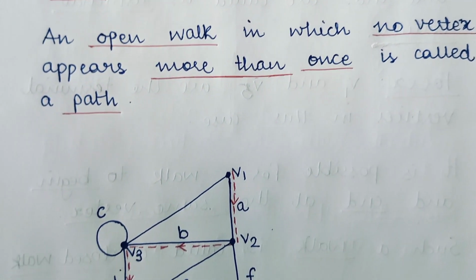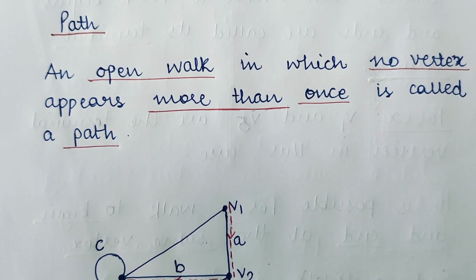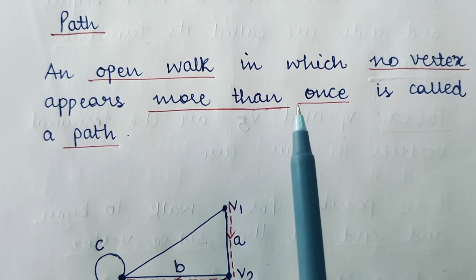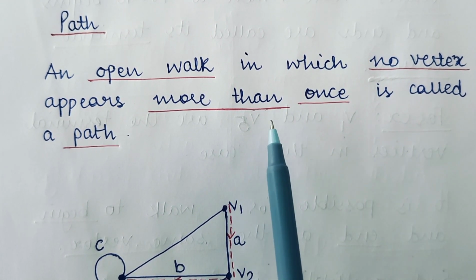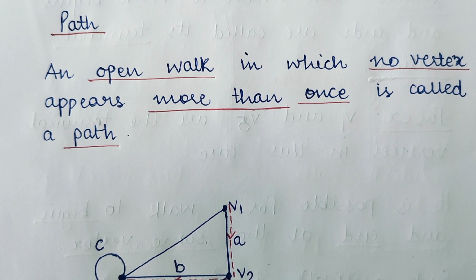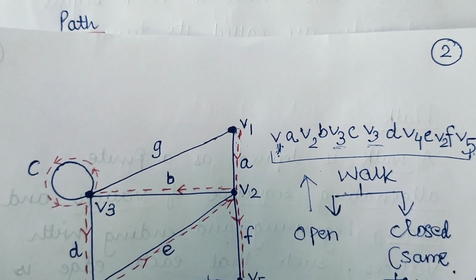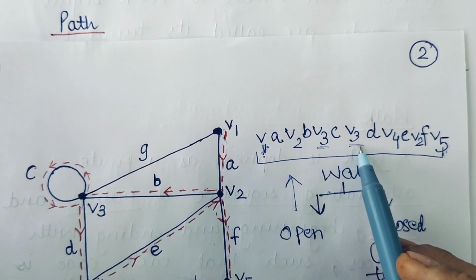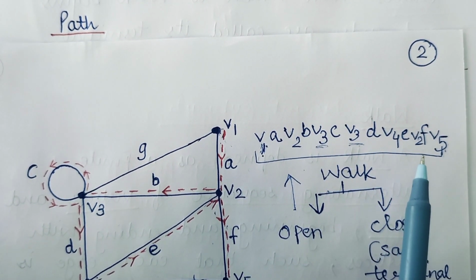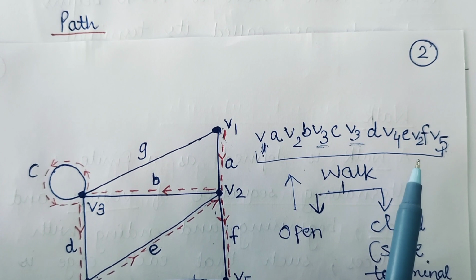After walk, now let's see what a path is. An open walk in which no vertex appears more than once is called a path. As per the definition of walk, the vertices can be repeated, but the edges cannot be repeated. Like here in this case, we saw that the vertex V3 was repeated once, but obviously no edge was repeated. Otherwise, it would not have been a walk.